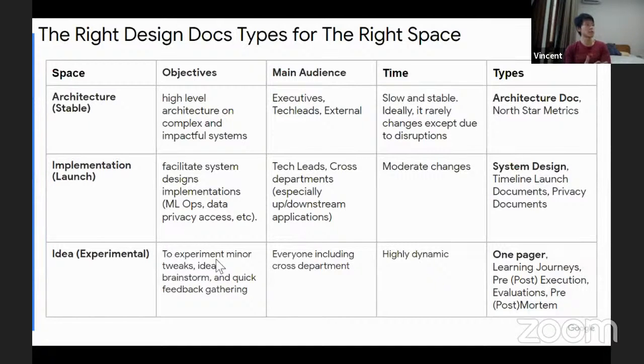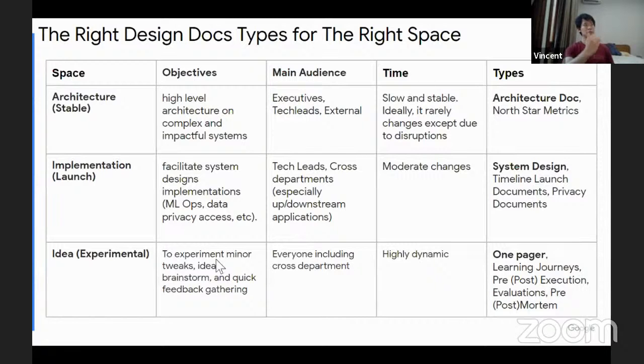So for example here, the audience, right? You see that the audience for stable, launch, experiment is very different, right? So for example, the launch, you need to talk to the tech leads. You need their approvals. You need to have cross departments, especially for up and downstream applications. For architecture, then you talk to the executives, right? To your higher ups to make sure that you don't screw up, right? Because it's a very huge impact. And of course, there's also time investment, right?